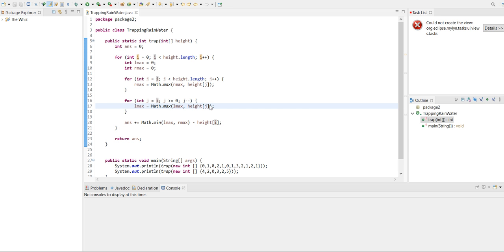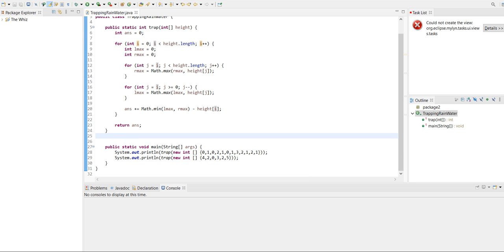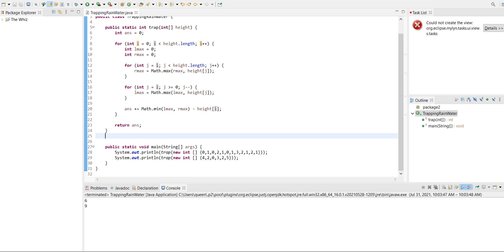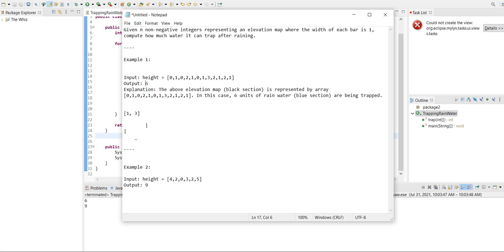So now if we run this, I just pulled out 2 examples. You can see here that the answer is 6 and 9, and you can see here on the sheet we have 6 and 9.